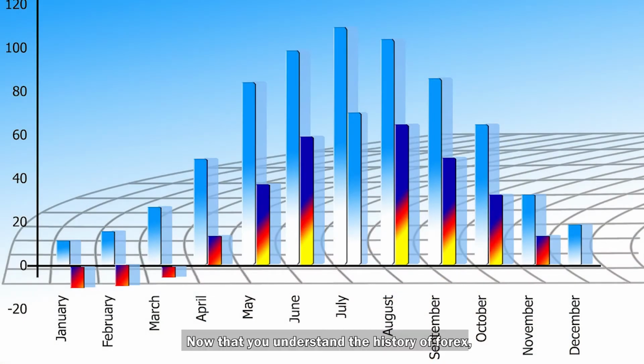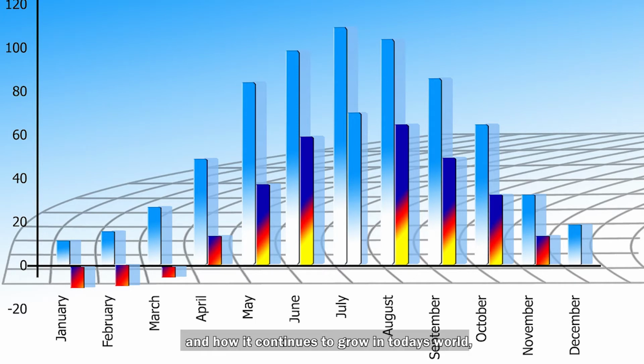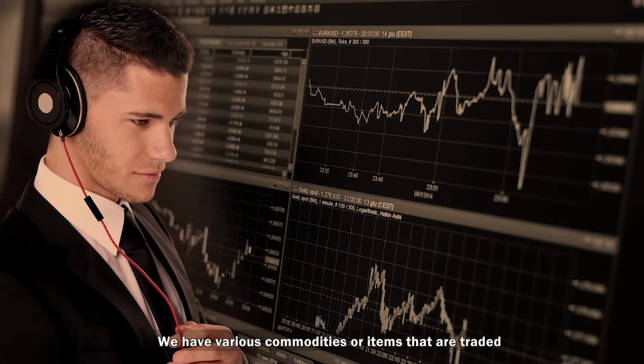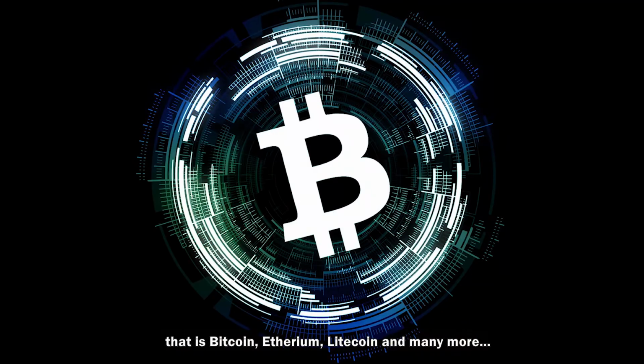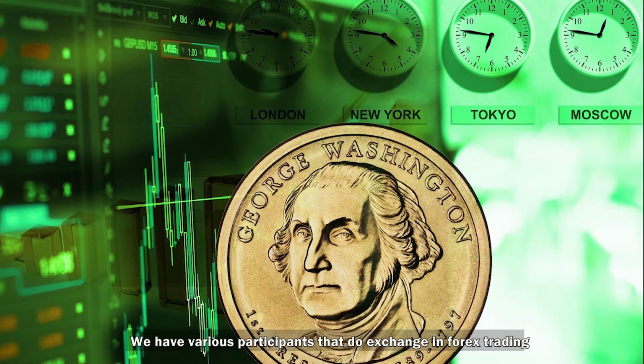Now that you understand the history of Forex and how it continues to grow in today's world, we have various commodities or items that are traded, which include currencies, metals such as gold and silver, and cryptocurrencies, that is Bitcoin, Ethereum, Litecoin, and many more. We have various participants that engage in Forex trading.